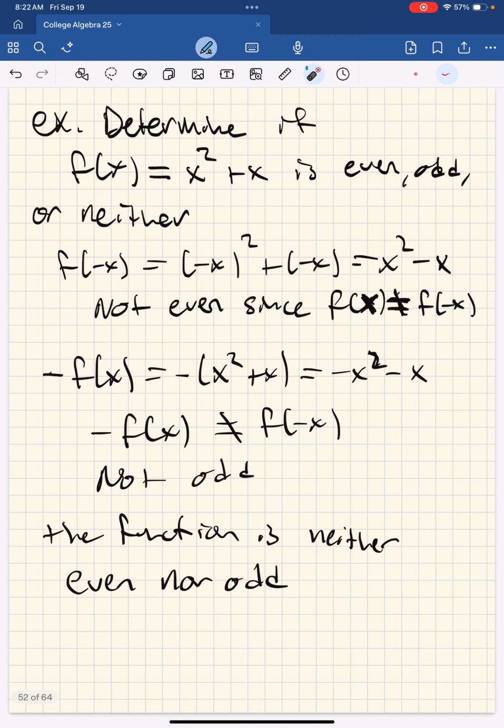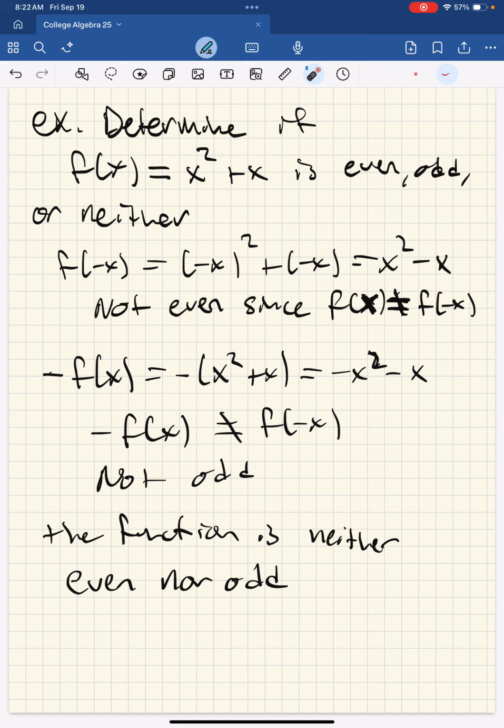So let's take a look at an example of how to determine if any function is even, odd, or neither. So functions fit into one of three categories. They are even, they are odd, or they are considered neither. So this first step is to compute f of negative x. So we've got the original function, x squared plus x. Compute f of negative x, and you get x squared minus x.